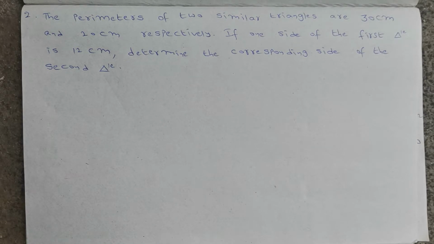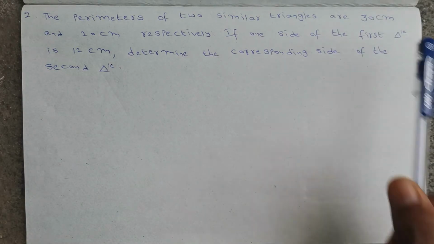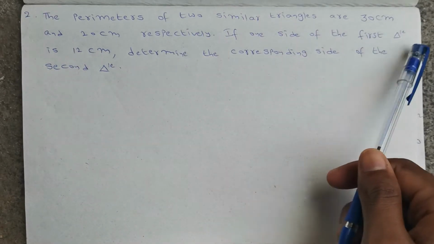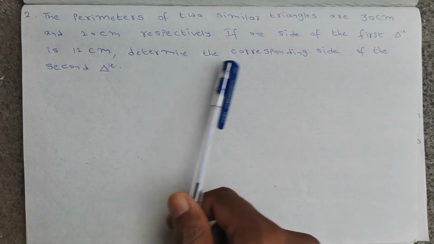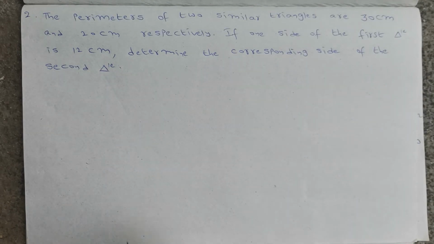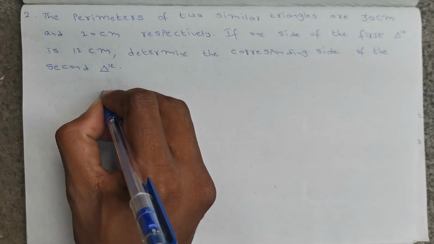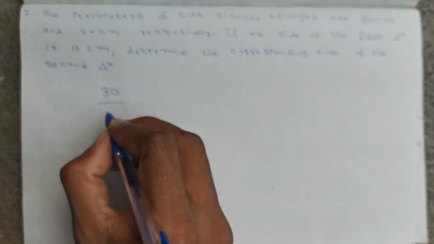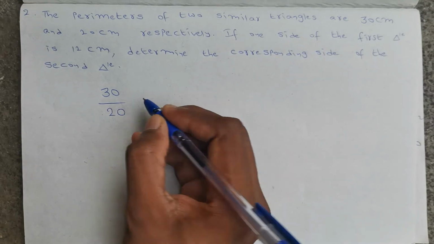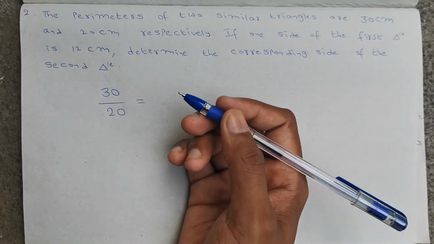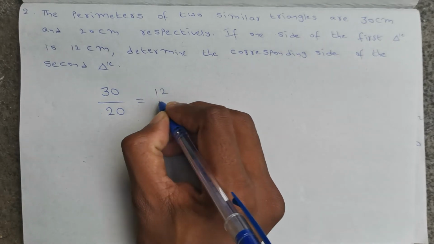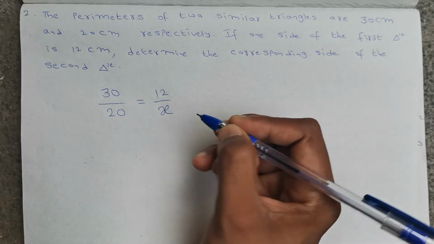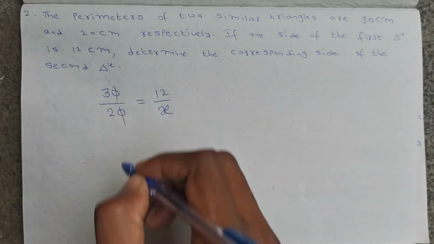The perimeters of two similar triangles are 30 centimeters and 20 centimeters respectively. If one side of the first triangle is 12 centimeters, then determine the corresponding side of the second triangle. It is very easy. Perimeter of the first triangle 30 divided by perimeter of the second triangle 20 is equal to one of the sides of the first triangle 12 divided by one of the sides of the second triangle, unknown number x. Here the 0 will get cancelled.